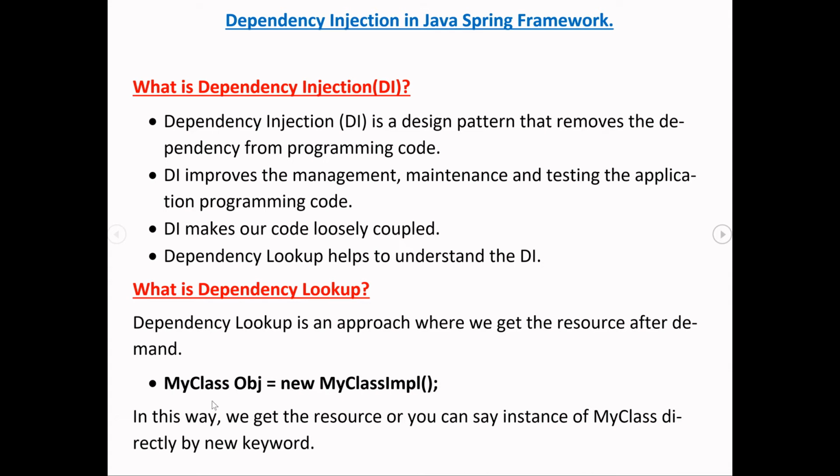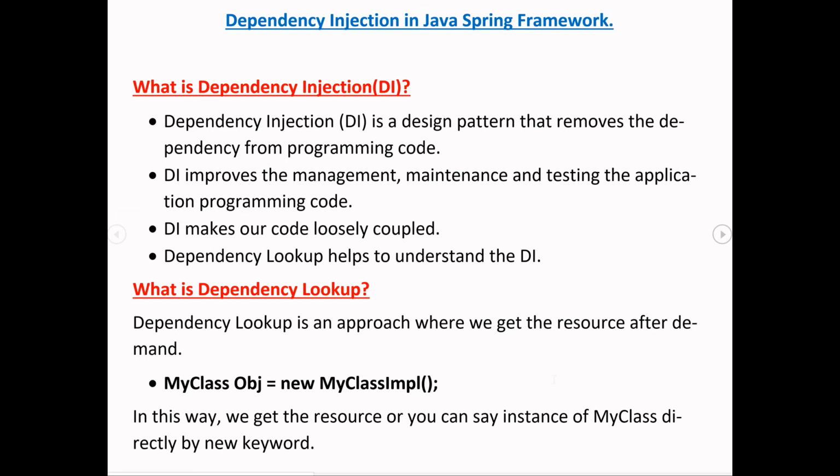Suppose we have a class MyClass, and we have created an object and we initialize this object with the new keyword, using MyClassImpl, which may be your service implementation. Your interface implementation is there, so you will write the code new MyClassImpl. In this way we get the resource, or you can say the instance of MyClass, directly by the new keyword.